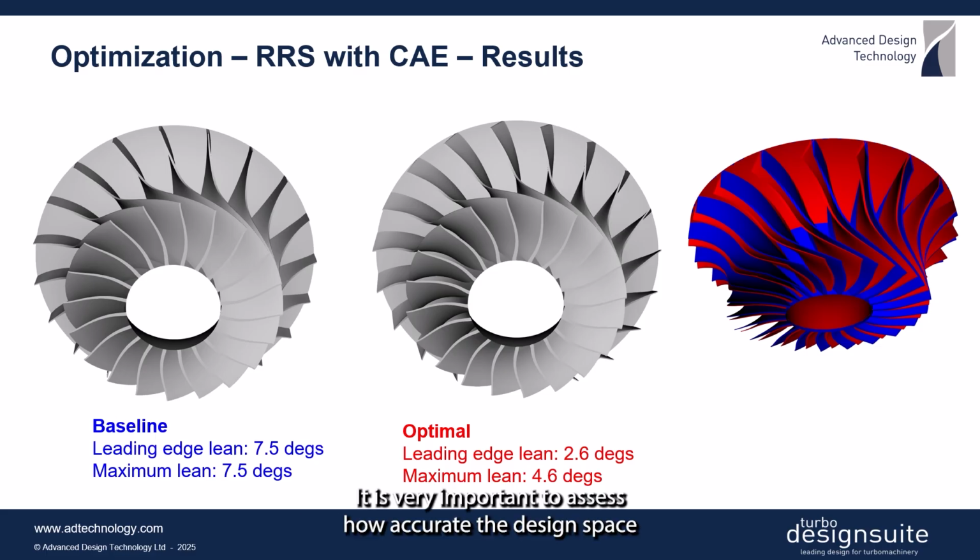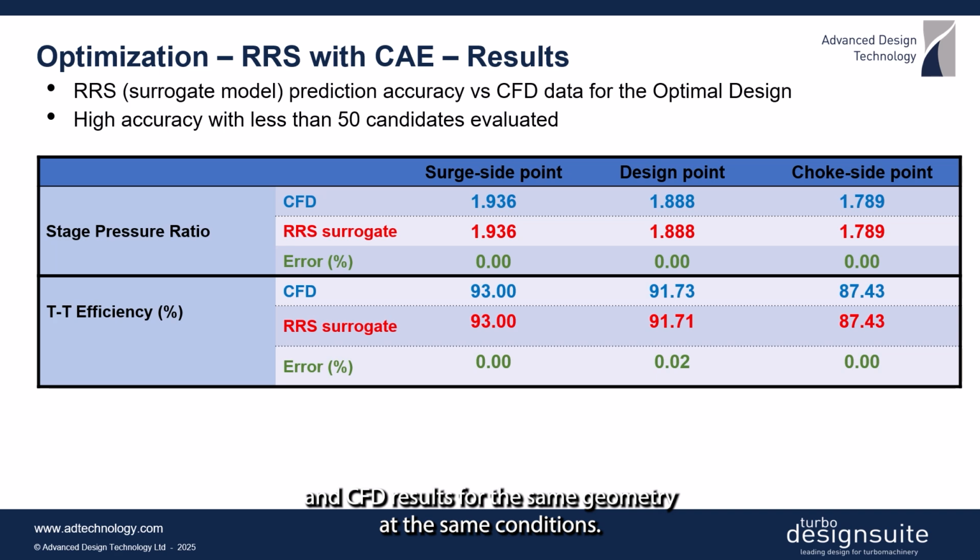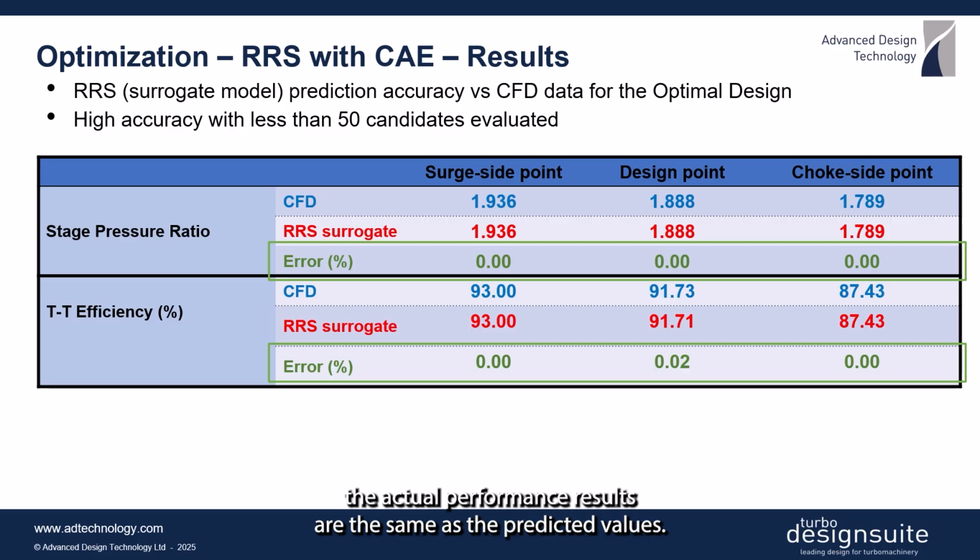It is very important to assess how accurate the design space surrogate model is. We must have confidence in the response surface model to correctly predict the shape of the design space. Otherwise, we would be using high-fidelity simulation in the wrong part of the design space. This slide shows a comparison between surrogate model predicted results and CFD results for the same geometry at the same conditions. We can see that the actual performance results are the same as the predicted values.